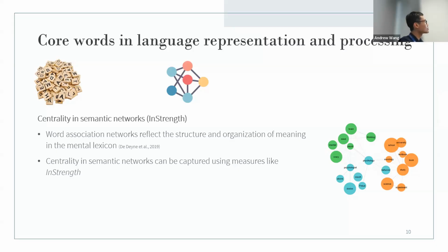Well, one way to look at the structure and organization of word meanings in semantic representation is using word association networks. And if we look at the central words in semantic networks, the ones that are central in terms of all their connections to all other words, maybe that's also a way that comprises a kind of representational coreness. So we can use centrality measures in semantic networks like in-strength, though there are others, to look at this.